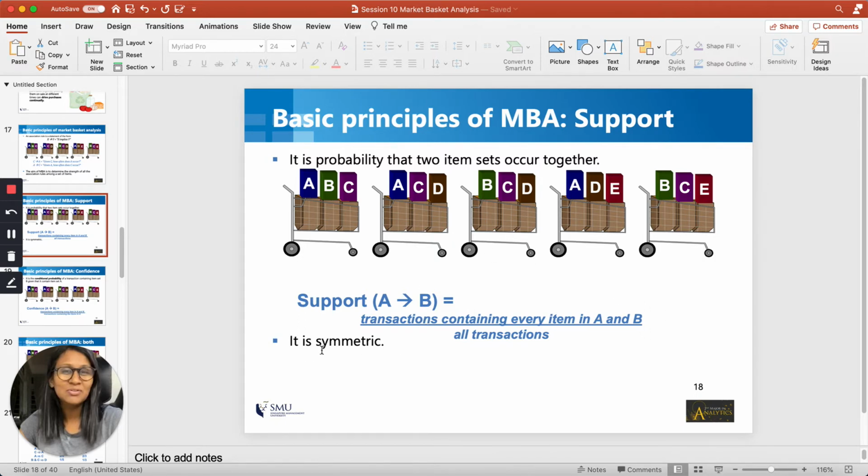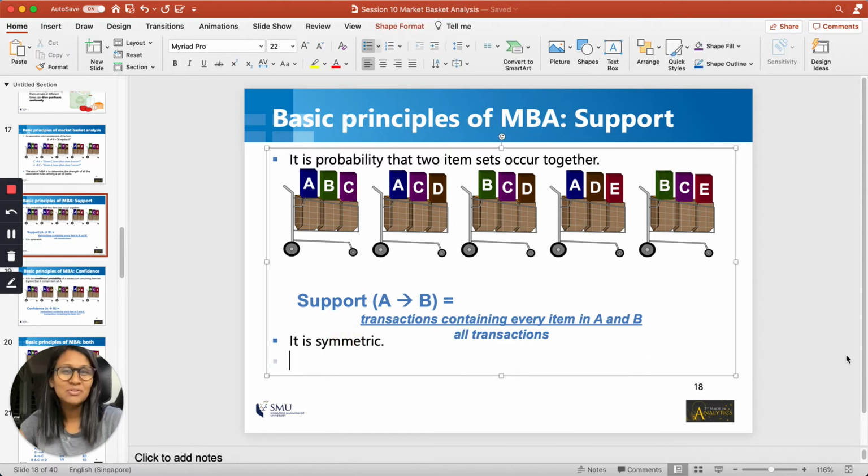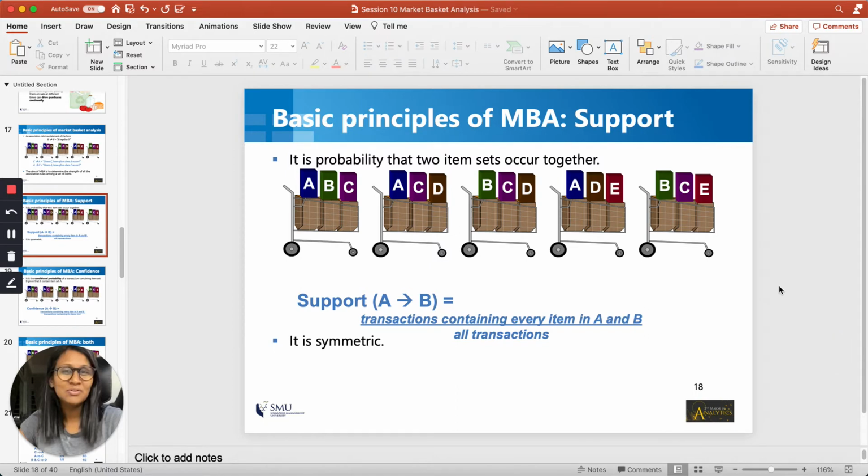And this is a new concept that I want to introduce right now, that support is symmetric. So what is the meaning of symmetry? Symmetric means that support of A implies B is equal to the support of B implies A. So when you're calculating the support, the direction of the rule does not matter. The items that are a part of the rule are important.